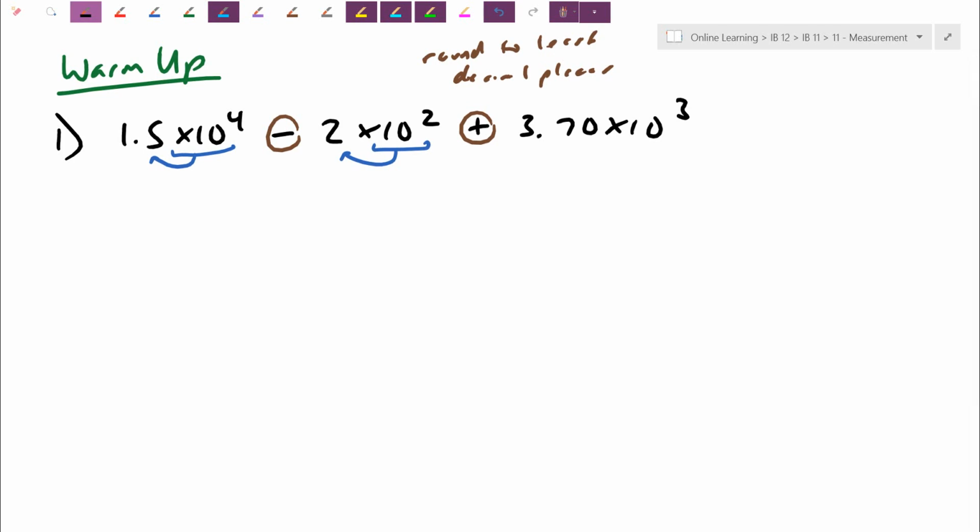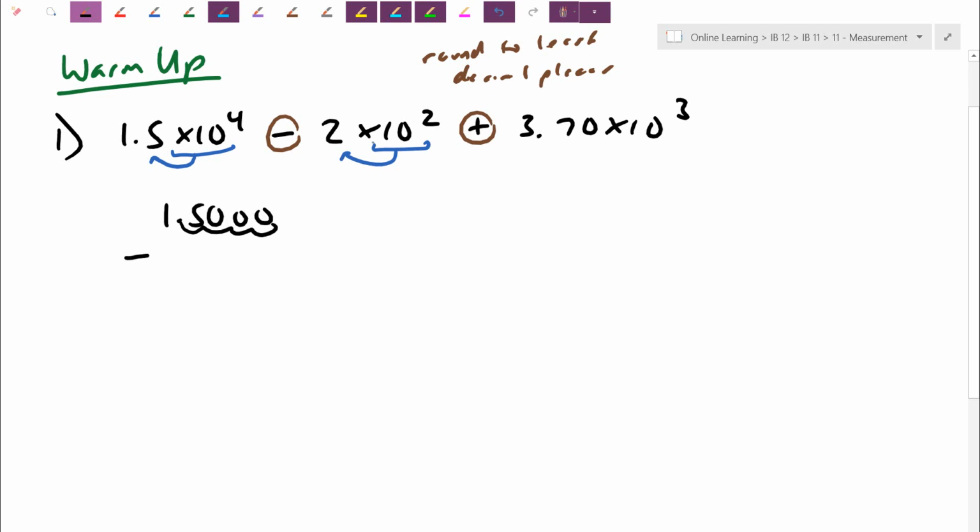The hard thing here is because they're all in scientific notation, I don't really know how the decimal places are going to line up. So I'm going to show you two ways of doing this here. The first way is sort of a brute force method. Basically convert them back into standard form. 1.5 times 10 to the 4 means move the decimal place 4 over. 1, 2, 3, 4. Oh, this number here is 15,000.